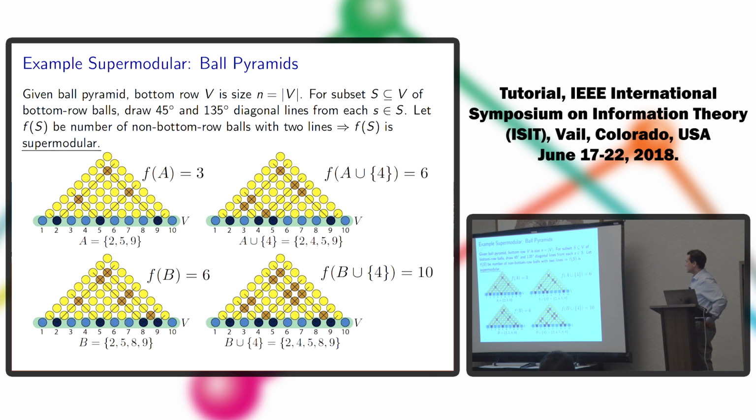But now here's a larger context. B is 2, 4, 5, 8, and 9. Notice that this is a subset. B is a superset of A. So this is 2, 5, 9, and this is 2, 5, 9, 8. And then when we add 4 to this larger context, the increase, 10 minus 6, which is 4, is greater than 6 minus 3, which is 3. Hence, this is a hand-wavy proof of the supermodularity of the ball pyramid.